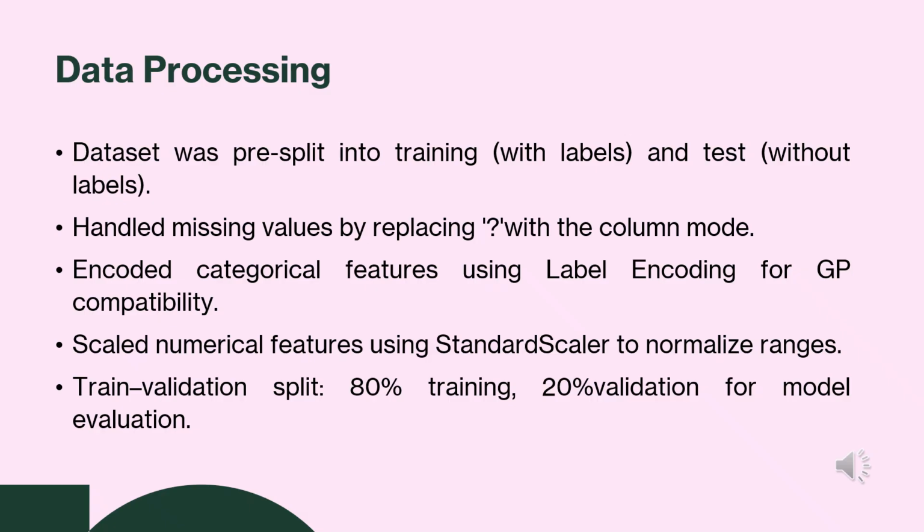All categorical features were converted into numerical form using label encoding, as GP requires numerical inputs. For numerical features, we applied standard scaler, which ensures that all variables operate on a similar range during evolution. Finally, we performed an 80-20 train validation split on the training data, allowing us to properly evaluate the performance of the GP model during development.